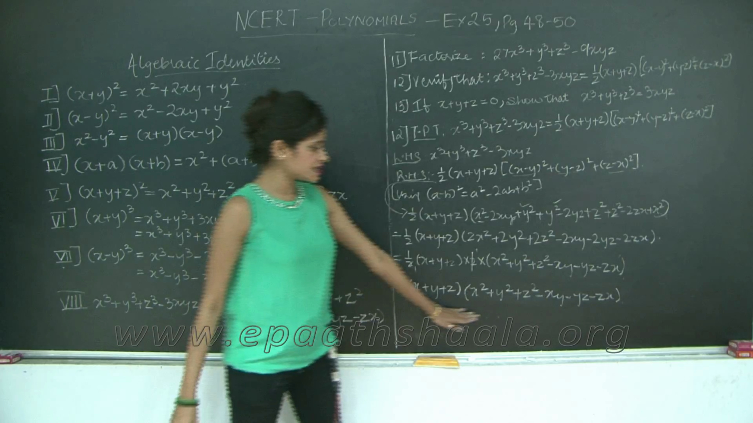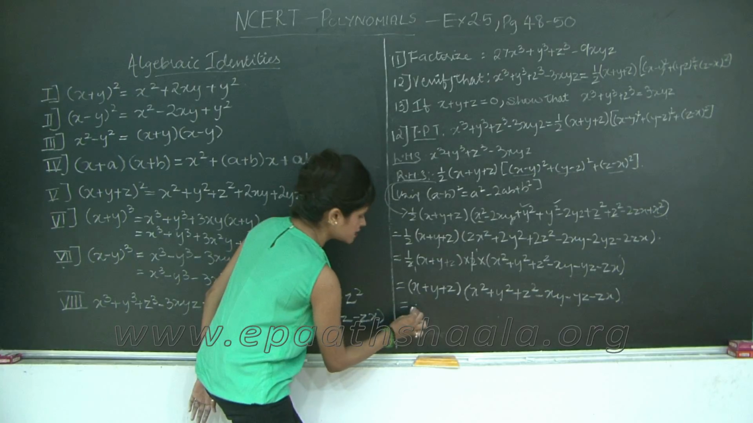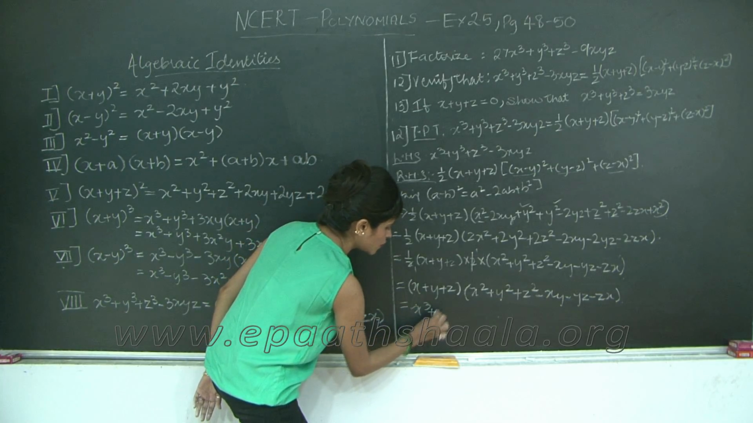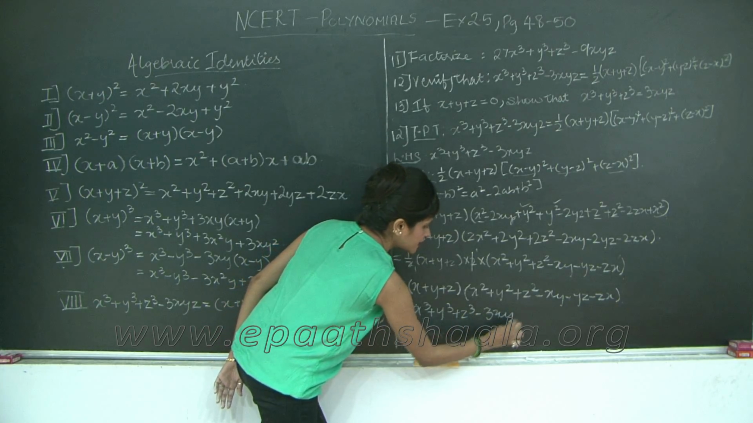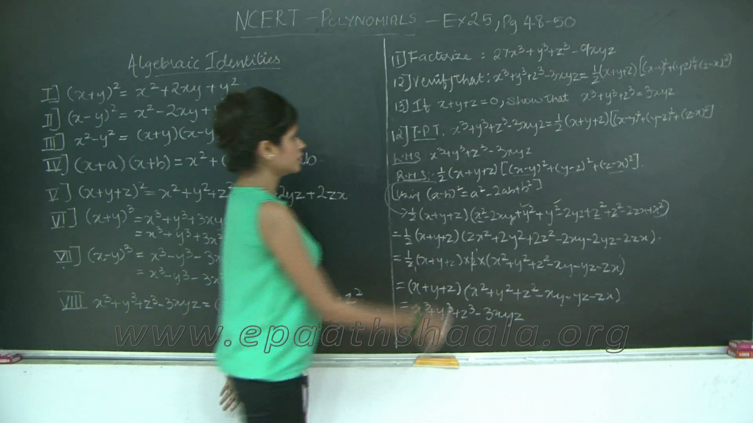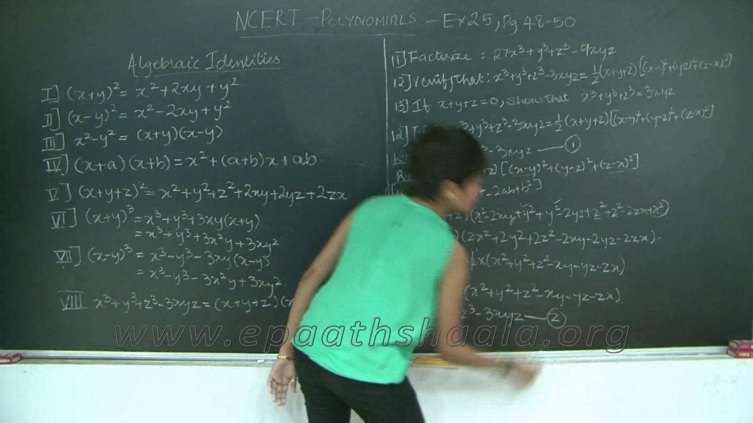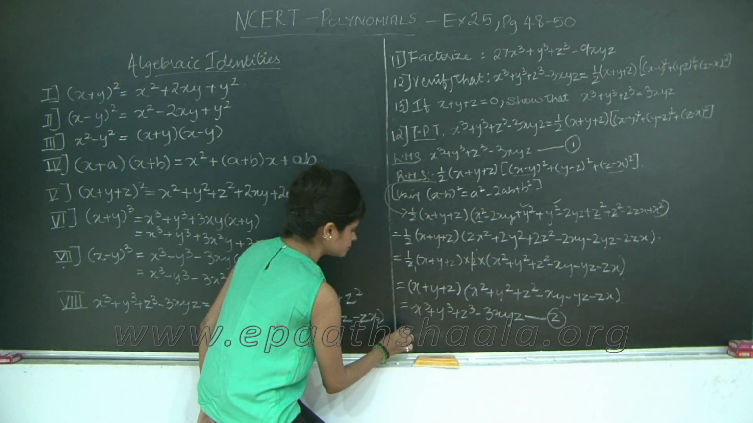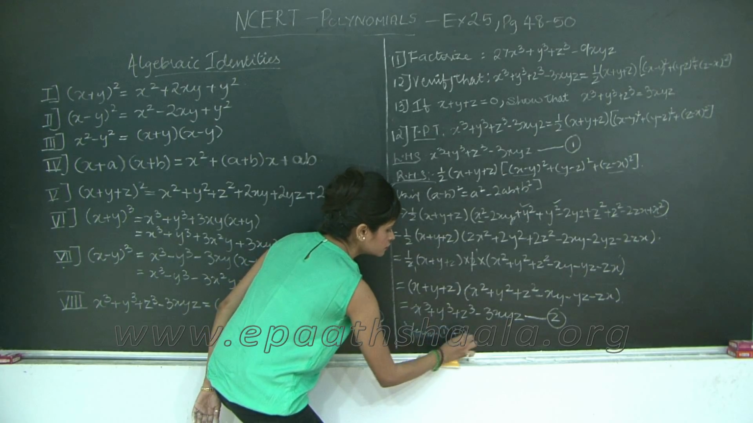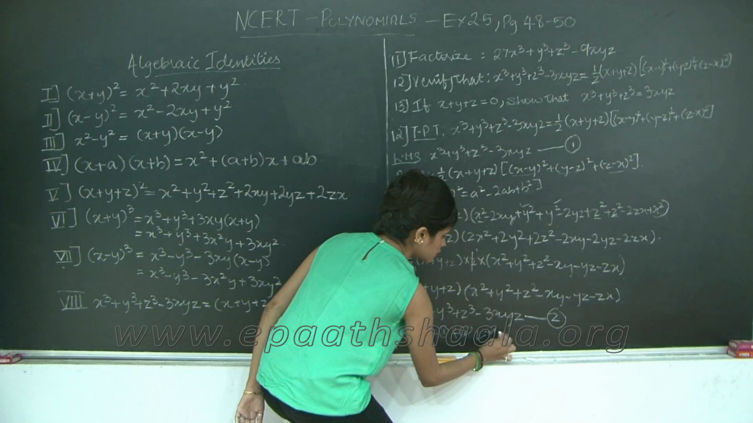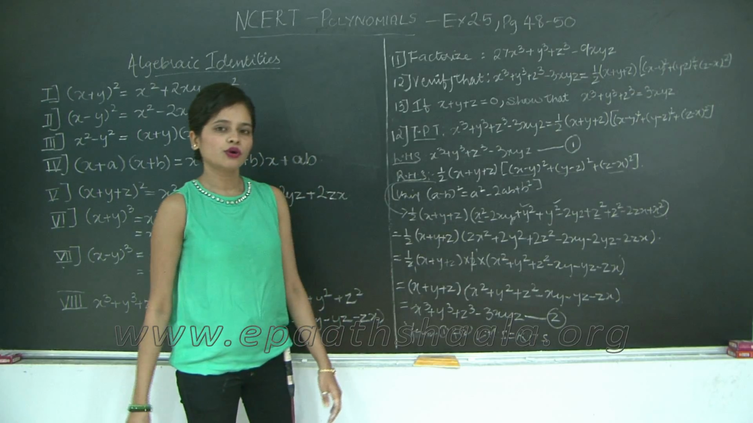Now this one resembles our identity number 8. So this is x³ + y³ + z³ − 3xyz. Okay? So this is my left hand side, I mark this as 1. This is my right hand side, I mark this as 2. Therefore, from 1 and 2, LHS is equal to RHS, which is nothing but left hand side is equal to right hand side.